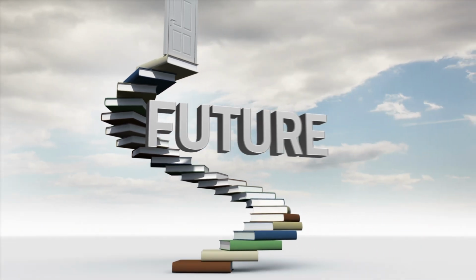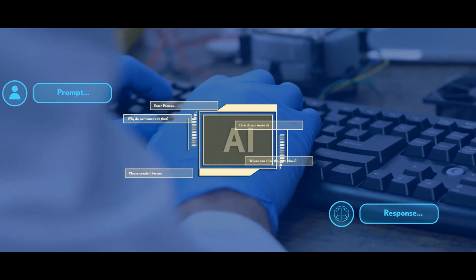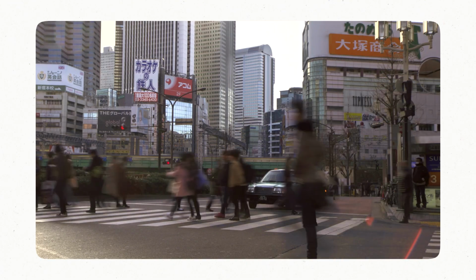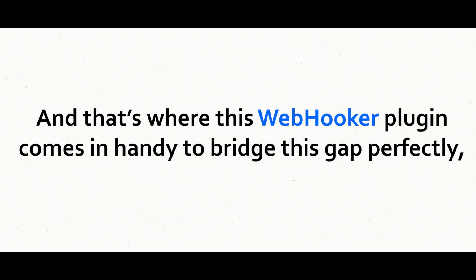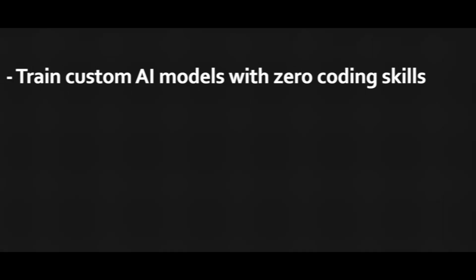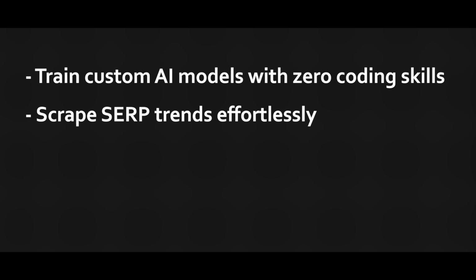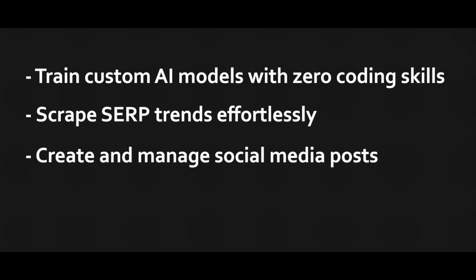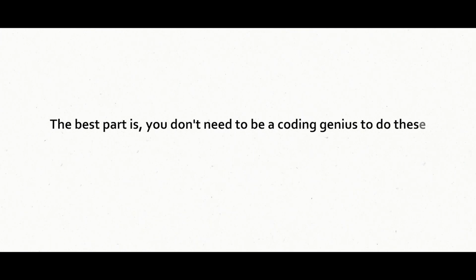As we step into the future, the tech world is already testing practical applications of AI tools, while many businesses are still catching up. And that's where this WebHooker plugin comes in handy to bridge this gap perfectly, allowing you to train custom AI models with zero coding skills, scrape SERP trends effortlessly, create and manage social media posts, and handle social media replies automatically. The best part is, you don't need to be a coding genius to do these.